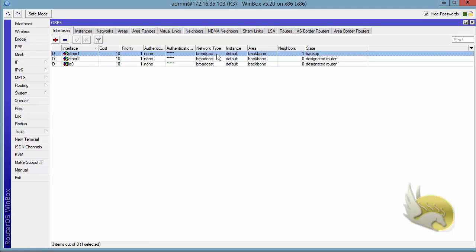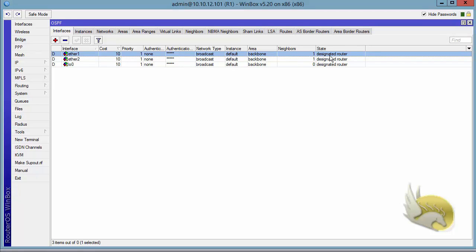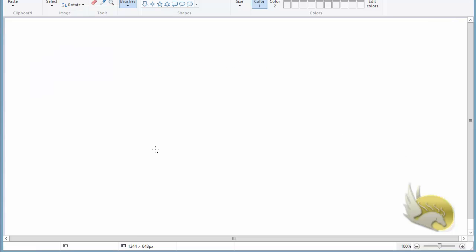The neighboring interface of this interface is Ethernet 1 on router 1, and you can see this is designated router. So why is this designated router, and why is router 3's interface backup? I want to show you what happens when I want to have such a design in my network.